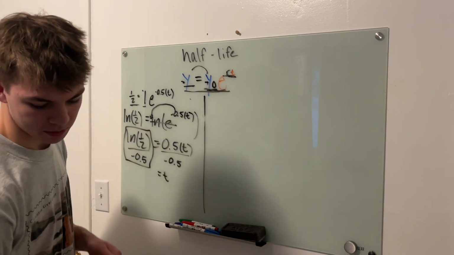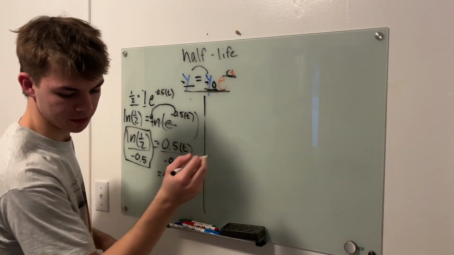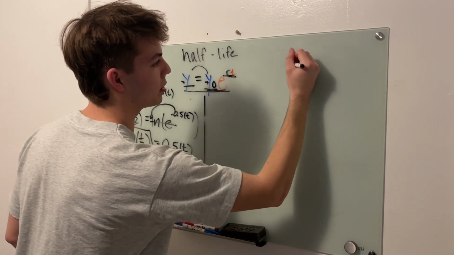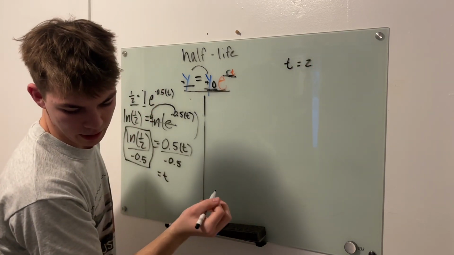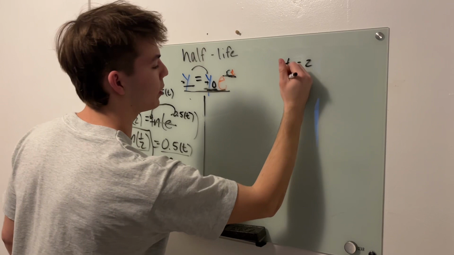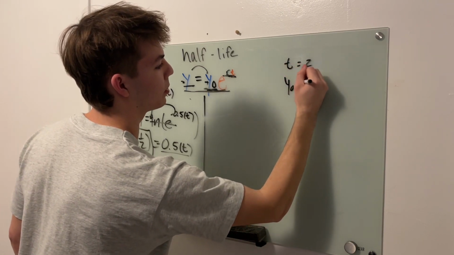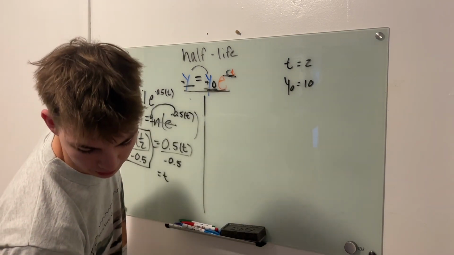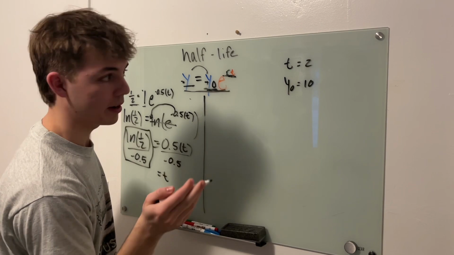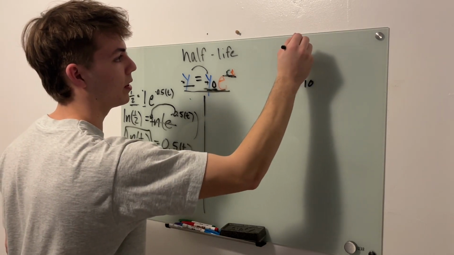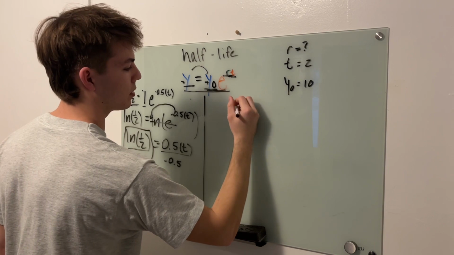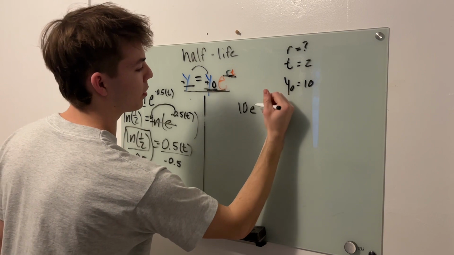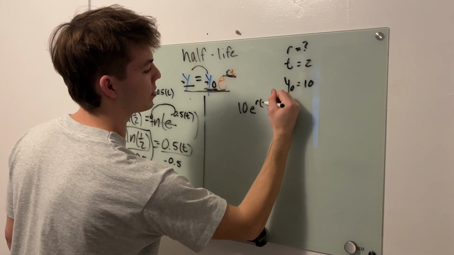So for the next example, we have a mystery substance. I couldn't come up with a name, so we know the half-life is 2 days. So the t is equal to 2, and then our principal amount is 10 grams. So our y sub 0 is equal to 10. So I'm going to set up the equation, and we're going to find the rate of decay. So we don't know what r is. So we have y sub 0, which is 10, times e to the power of r times 2.